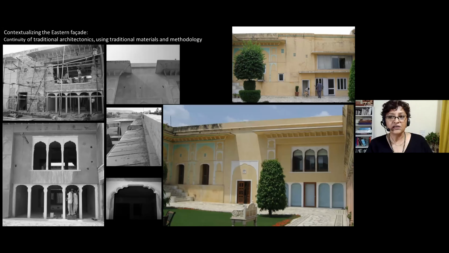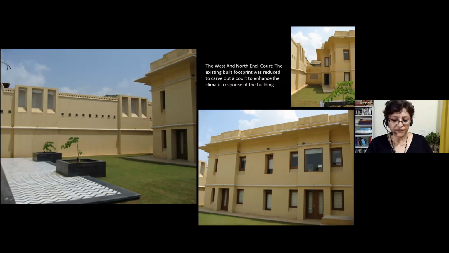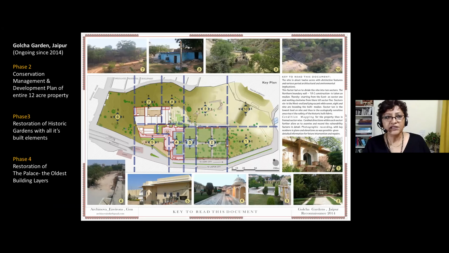We also have at the back created this big yard to enhance the climatic response of the building. The project again took on in 2014 phase 2 to look after the entire property, and so we did a conservation management development plan, and these sectors 1, 2, 3, 4 are for conservation, while 5, 6, 7, 8, 9, 10 are the areas which can take new addition to create economic opportunity for continued maintenance of the property.